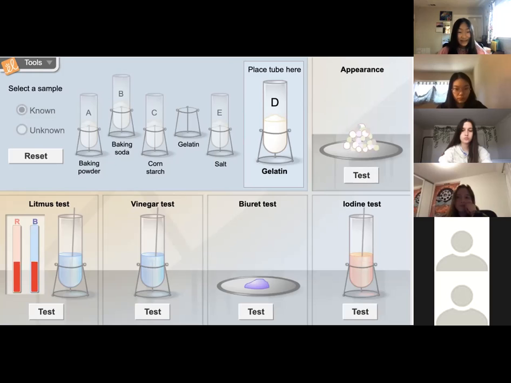For gelatin, the blue litmus paper turned red, the biuret test turned purple instead of blue, and the iodine test turned orange.